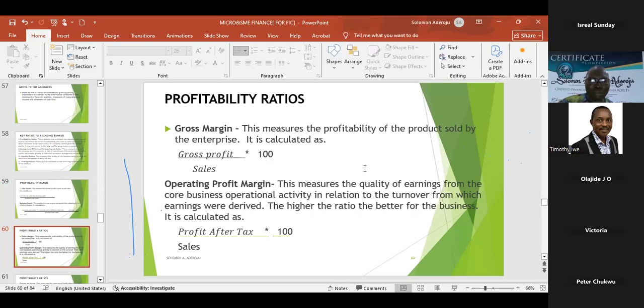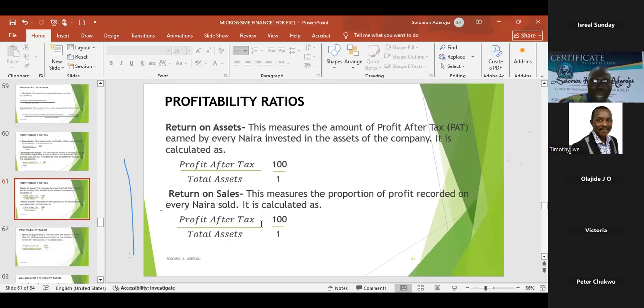Other profitability ratios, we have gross profit margin. And please take note of all these formulas. They may give you financial statements and ask you to calculate, or they will calculate and give you some answers and say you should pick the correct one. So for the gross profit margin, we have gross profit all over sales times 100. For the operating profit margin, another name is EBIT, earnings before interest and tax. So it's profit after tax all over sales times 100.